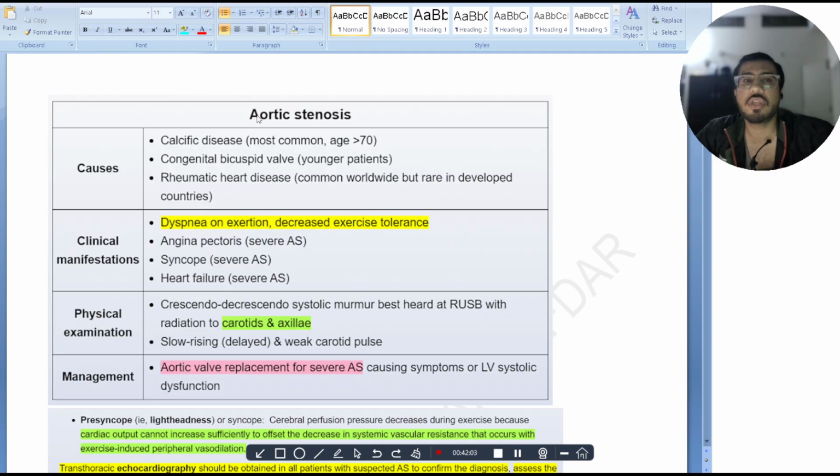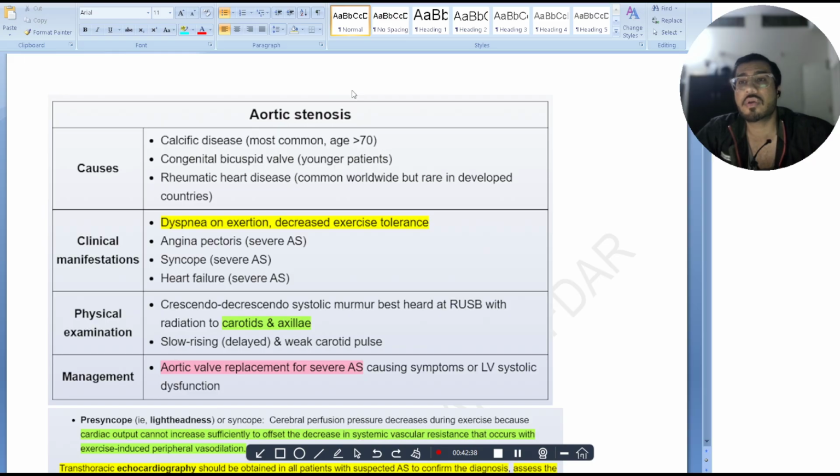Calcified is the most common cause. Usually rheumatic heart disease patients initially have aortic regurg, then the valve calcifies over time, then they develop aortic stenosis. Congenital bicuspid valve is the same: the valve gets calcified and damaged over time because it's bicuspid in nature, and then the patients develop aortic stenosis. So the patients with aortic stenosis would be relatively older. Rheumatic heart disease is common worldwide but rare in developed countries. Initially it causes regurg, then it develops stenosis. So what is going to happen? Since the valve is stenosed, the left ventricle would have to pump more.